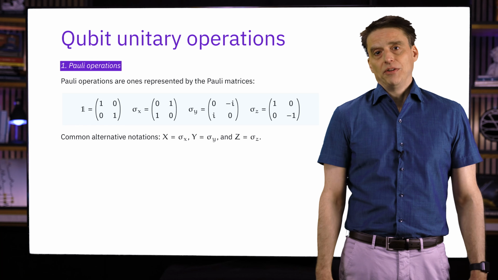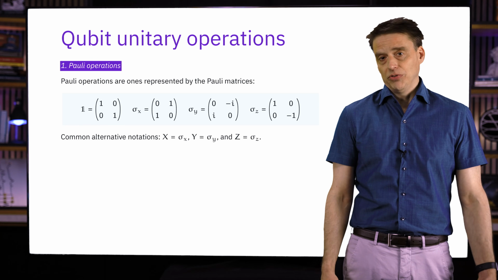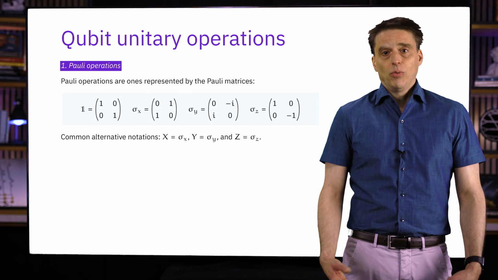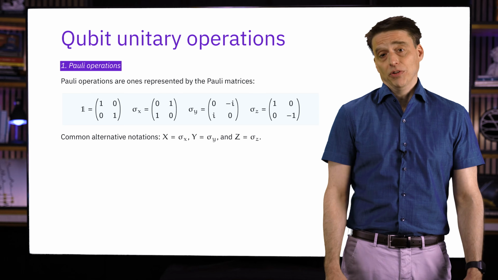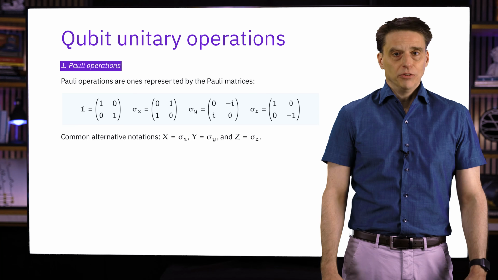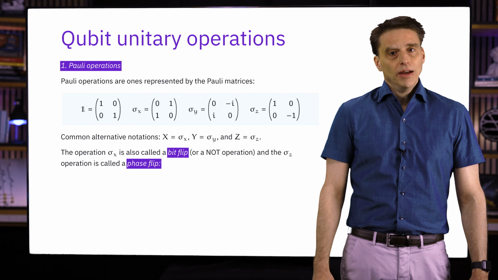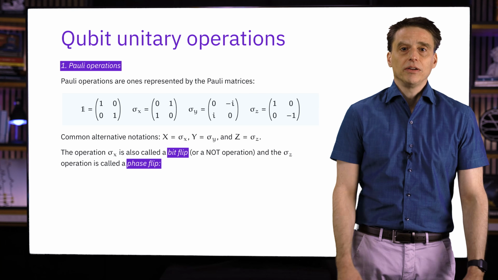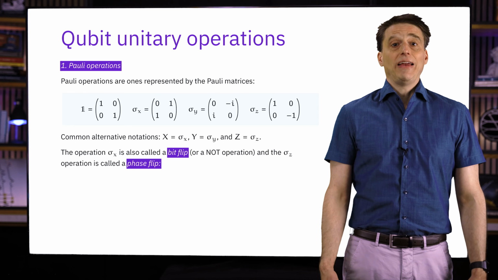The names you see for these matrices are pretty standard, and you'll also see sigma x, sigma y, and sigma z called simply X, Y, and Z. Do be aware, though, that the capital letters X, Y, and Z are also commonly used for other purposes, even in the context of quantum information, but they are very common names for these matrices. The sigma x, or X operation, is also called a bit flip, or a NOT operation, which we've already seen in the classical context. And the sigma z, or Z operation, is also called a phase flip.